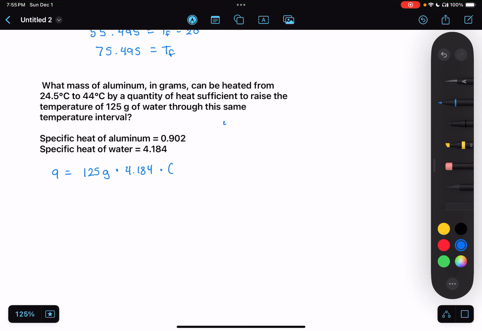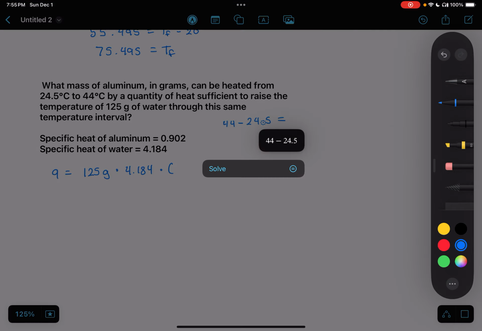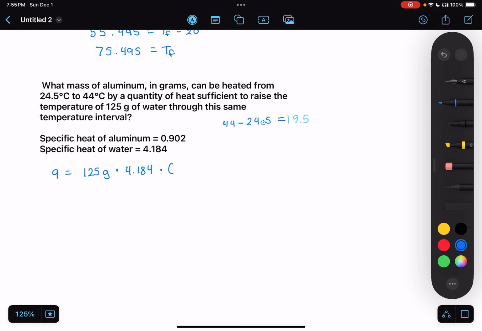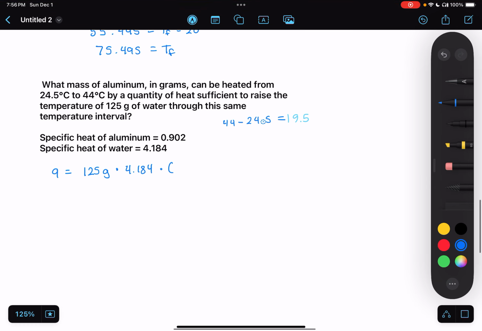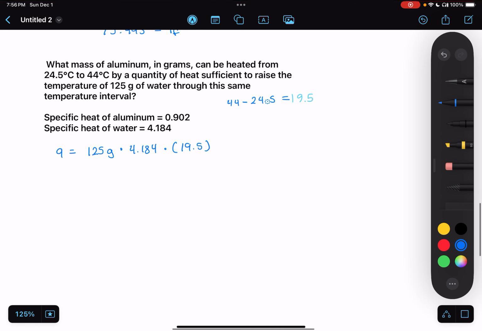Now we can figure this out. 44 minus 24.5 equals how much? There we go, 19.5. What does that mean by G like that? All right, let's just check. 44 minus 24.5. That's right, 19.5, okay. Times 19.5. Okay, so once everything is in grams, Celsius is good.